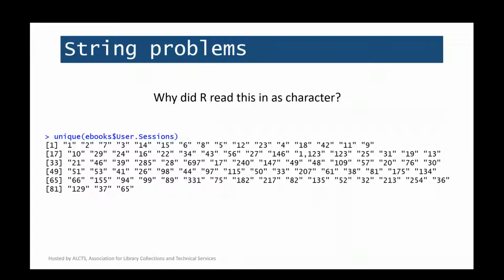This is showing me all of the unique values within the user sessions vector. They all look like numbers to me. Why did R read it in as character? And the answer is they're not all numbers. The vendor included commas in the thousands place. So that one little comma made R read this vector in as a character.